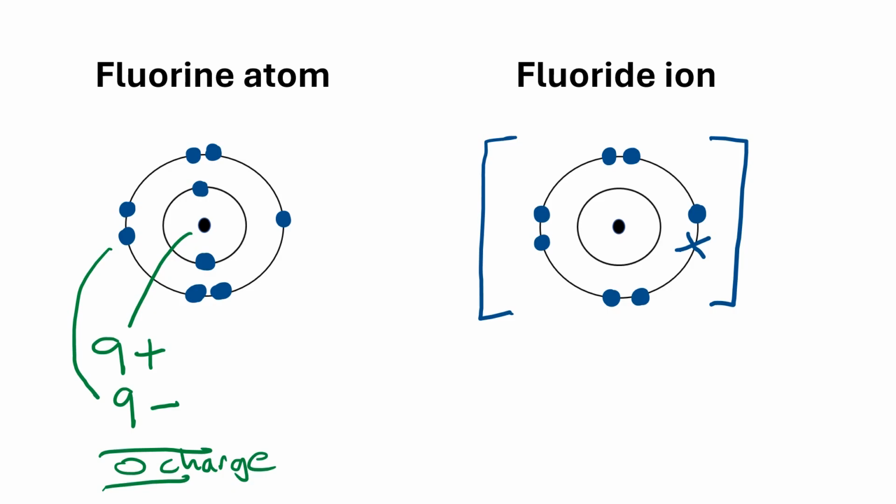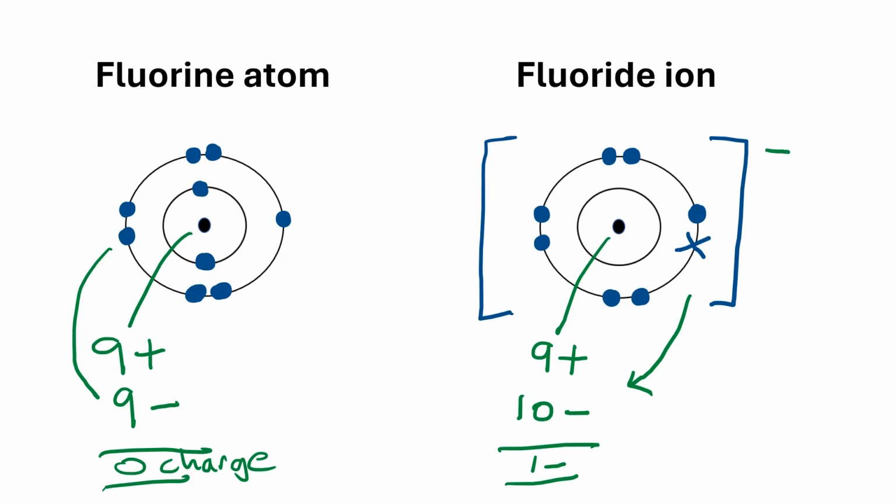They've got equal numbers of positive protons and negative electrons. With the ion though, it's now got that extra electron. It's still got 9 positive protons in the nucleus, but now it's got 10 negative electrons. And 9 plus and 10 minus comes to 1 minus charge. And we show that minus charge at the top right of the brackets. And notice how we don't need to show the 1 if it's just a 1 minus.